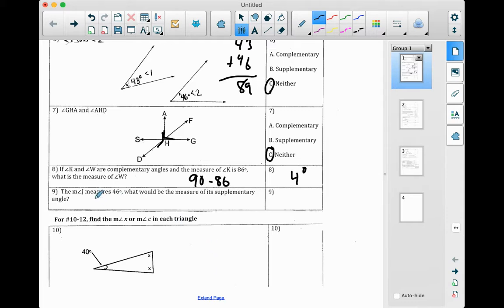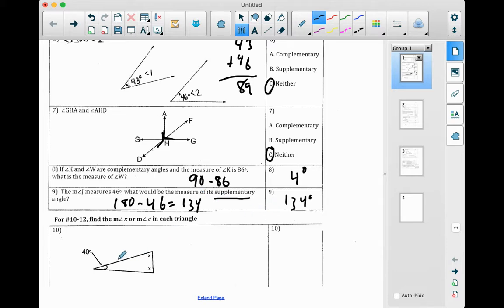Okay. Next one, the measurement angle J is 46 degrees. What will be the measure of its supplementary angle? So supplementary adds up to 180. So if I know one is 46, I'm just going to subtract that from 180 and get 134. 134 and 46 would add up to 180.